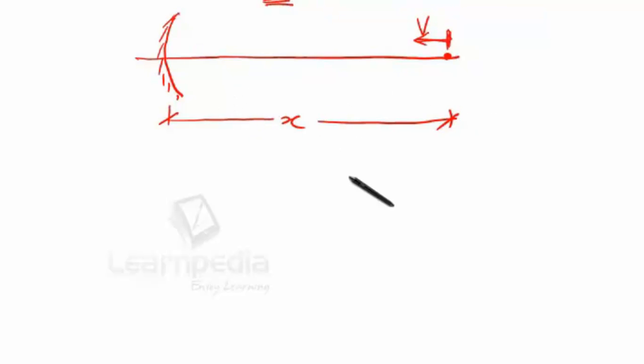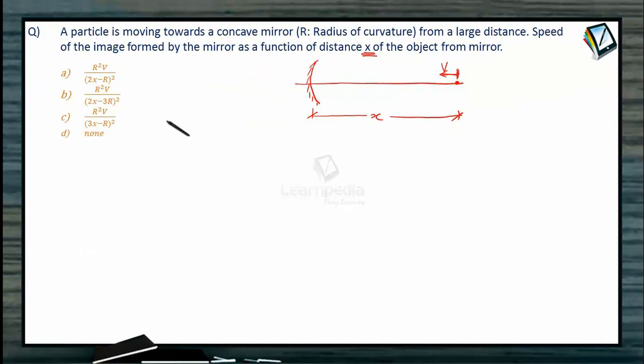mirror. So here we can first use the mirror formula, which is 1 by f is equal to 1 by v plus 1 by u. Here v is the image distance. Since it is a concave mirror, the focal length has to be negative, so 1 upon f is minus r divided by 2, because the radius of curvature is specified, is equal to 1 by v plus 1 by u.